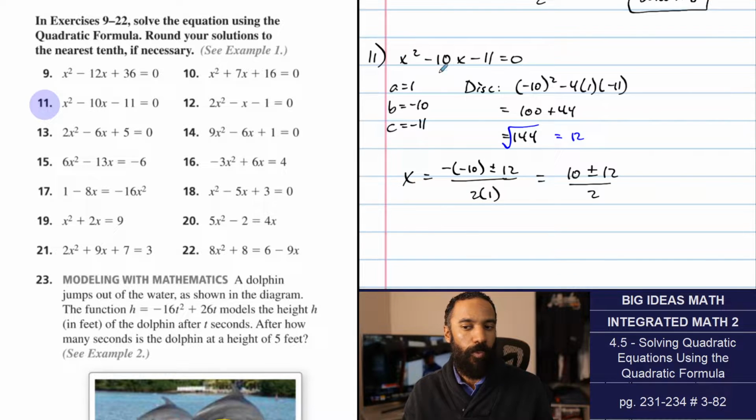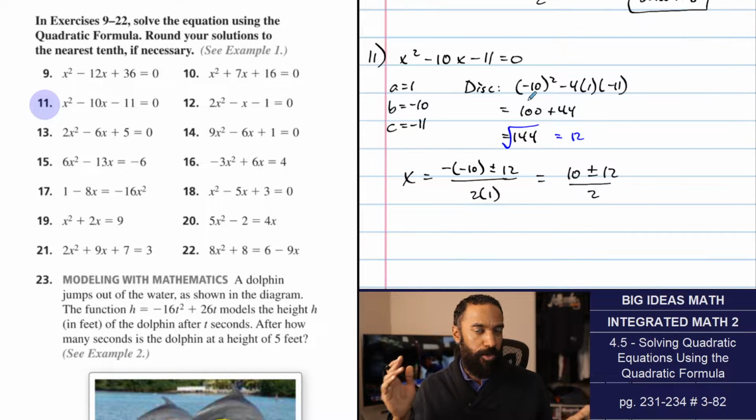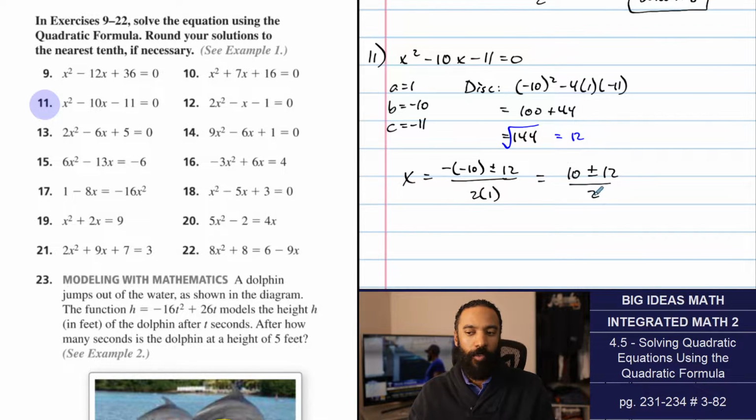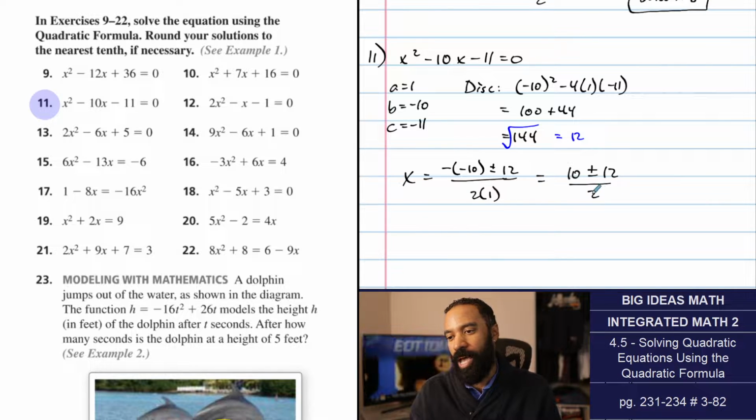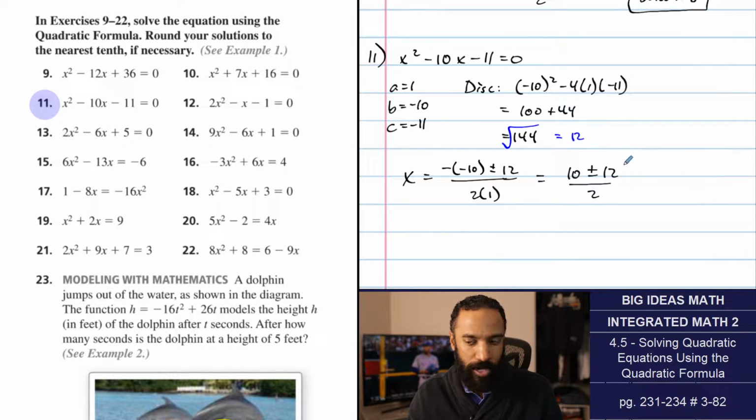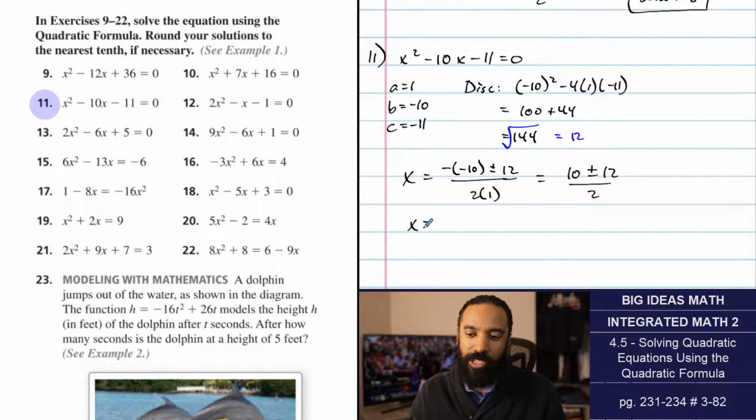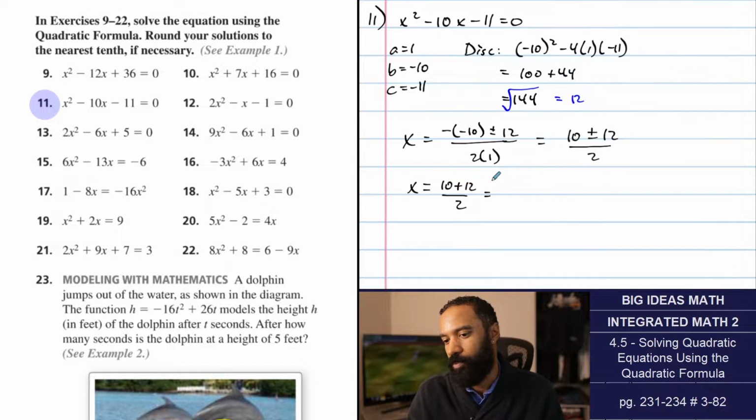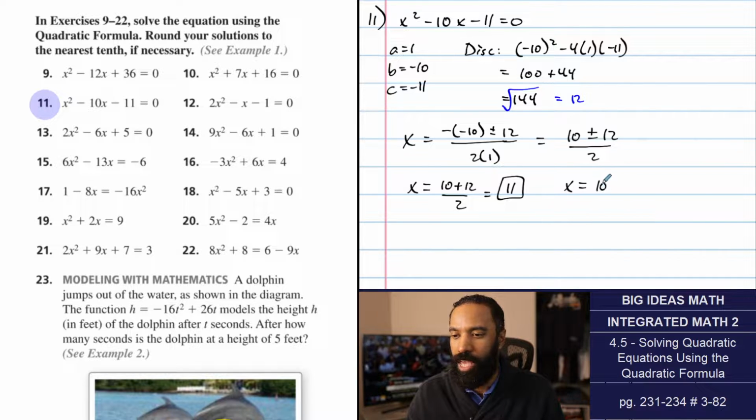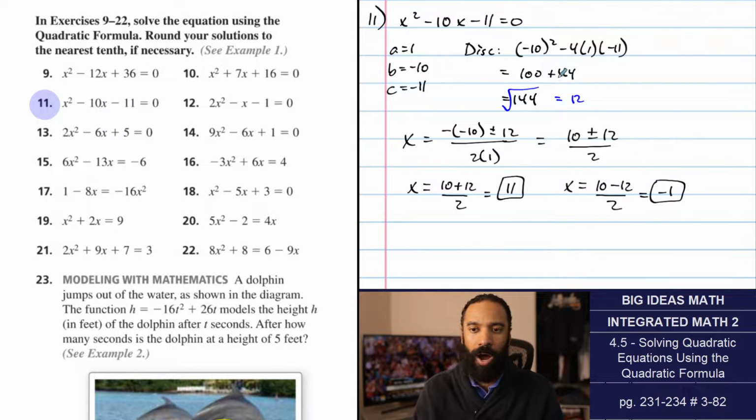And listen, when a is 1, doubling any number's pretty straightforward, right? But doubling 1 is even easier. It's just 2. A lot of times, guys, you're just going to divide all by 2. It's just going to happen. So x equals 10 plus 12 over 2, which is 22 over 2, which is 11. Or x equals 10 minus 12 over 2, which is negative 2 over 2, or negative 1. So those are the two different answers that we get there. Like I said, it was factorable, and that's what we got.